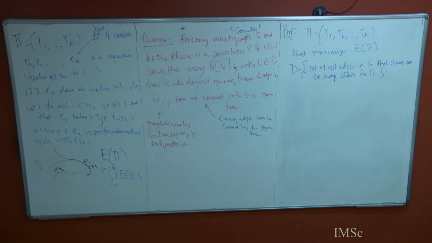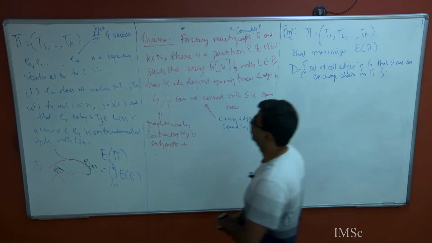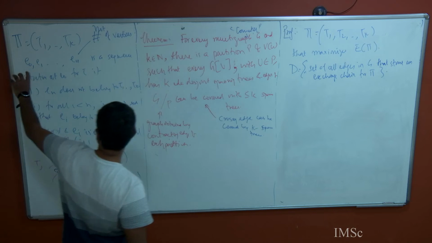In the definition of D, the pi we use is the one with maximum number of edges. Yeah, the same one. This is the same pi. So now we fix this pi, and we are defining everything with respect to this pi, because I have a definition, right?